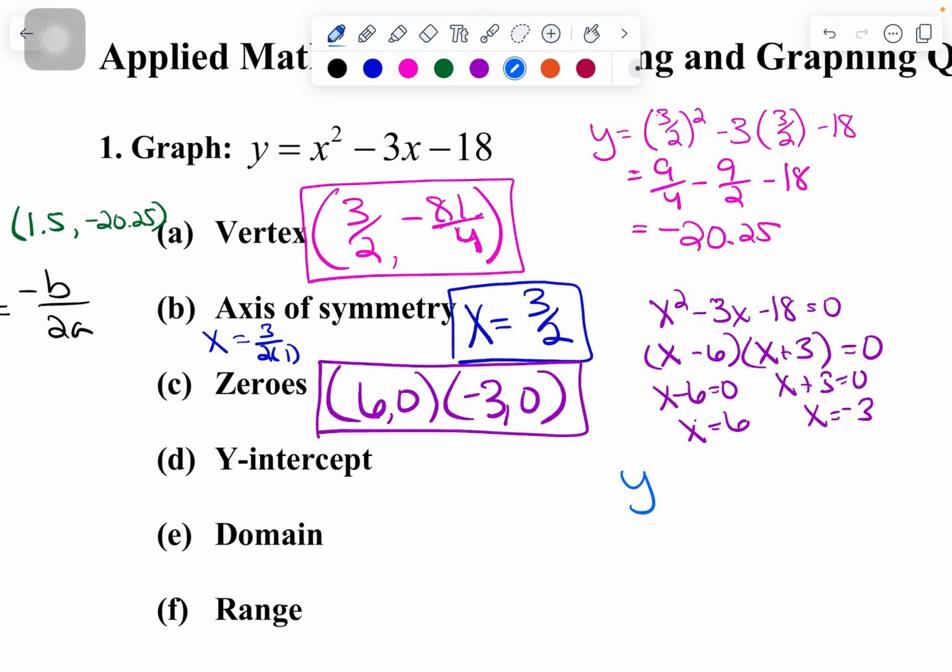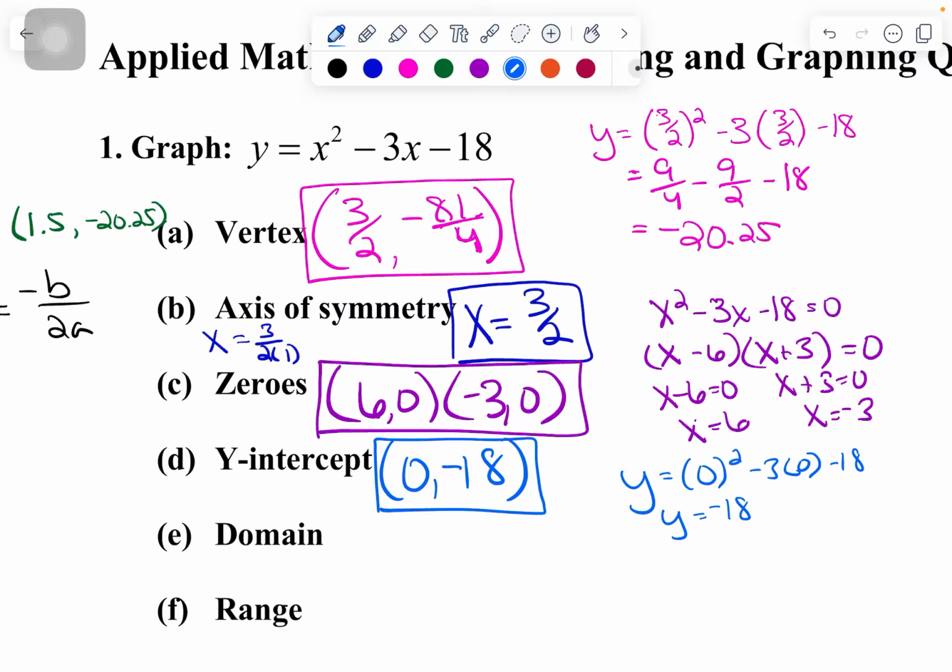The y-intercept is nice because we're going to make x equal to 0. So 0 squared minus 3 times 0 minus 18 just turns into negative 18. So let me put it in the right order: 0 comma negative 18. I will deal with domain and range after I've done my graph. All right, that's how I tend to do these problems.